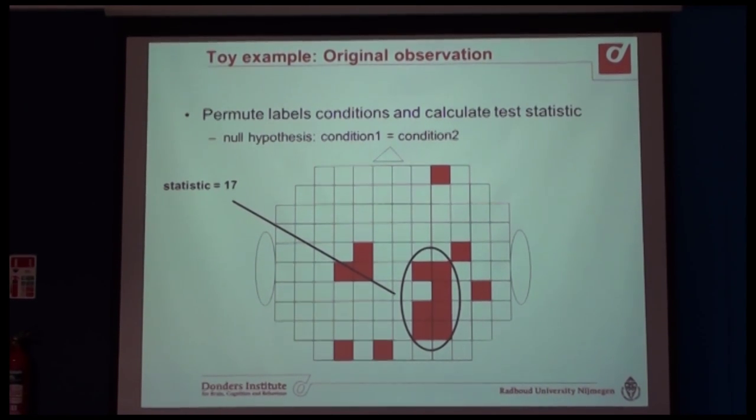So this is the original assignment. What we would, for example, observe is that there's a group of connected channels. Here the channels are indicated schematically, but you can specify the neighborhood structure, so you can specify which channels you consider to be neighbors of each other. And what we'd have is, well, these channels are exceeding the threshold. So for these channels, I would look at the t-value, I would sum the t-value, and I would put that in my table as an observation.